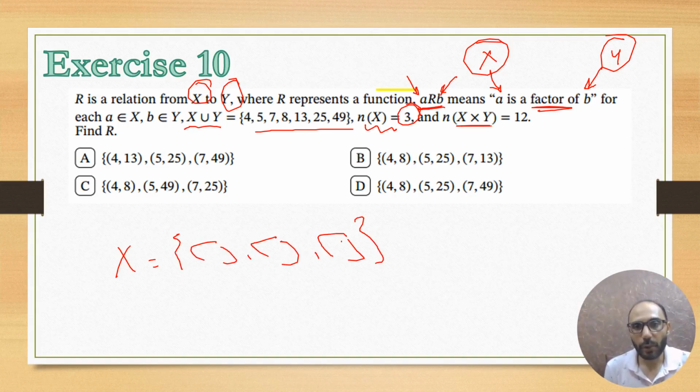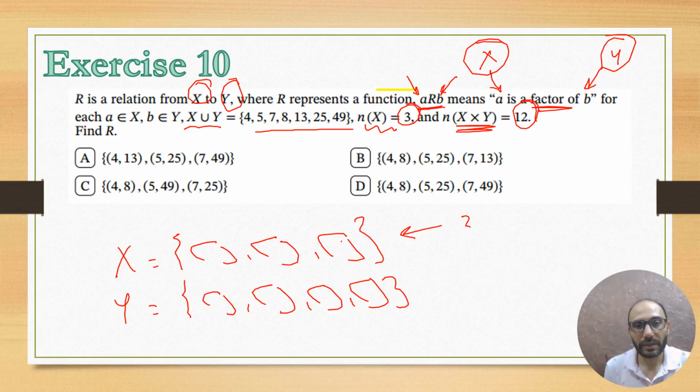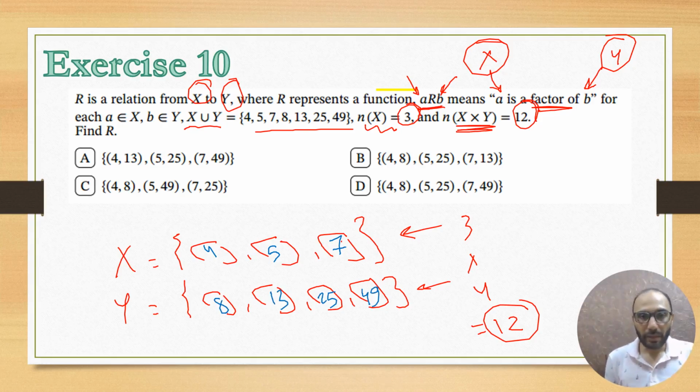And the number of ordered pairs in the Cartesian product x times y is 12 ordered pairs. That means set y must contain 4 values, because 3 values times 4 values equals 12 ordered pairs in the Cartesian product. So for x to be a factor of y, x must contain the small numbers like 4, 5, and 7, and the other values 8, 13, 25, and 49 are in the other set y. Now 4 is a factor of 8, 5 is a factor of 25, 7 is a factor of 49.